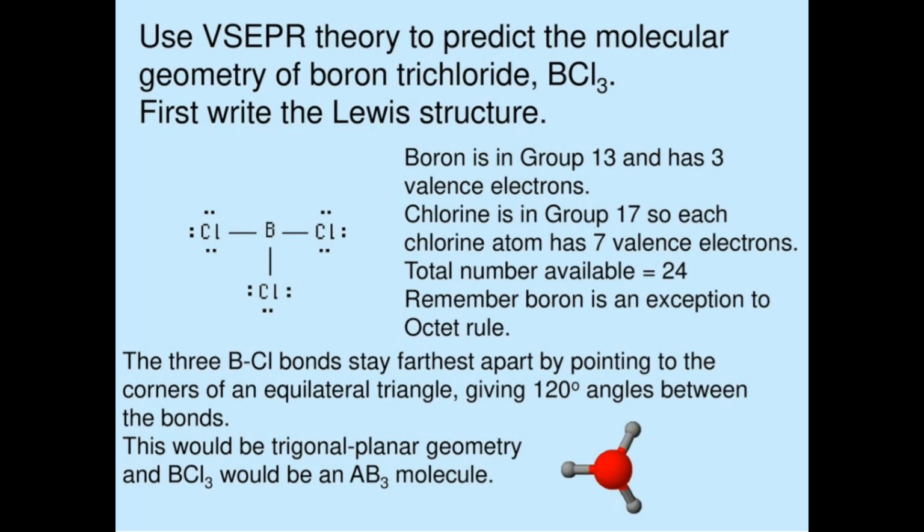Now there is an exception to the octet rule for boron. Boron can only drop 3 electrons, so it will be left with 6. So that means it is not an octet. It still will be stable, because you only get stable when you have a duplet or octet configuration. So the 3 BCl bonds stay farthest away by pointing to the corners of an equilateral triangle, giving 120 degree angles between the bonds. This is how we can draw it to make them stay further apart. Therefore, this gives us a trigonal planar geometry, and BCl3 will be an AB3 molecule. This is how you can use VSEPR to explain the molecular geometry of BCl3.